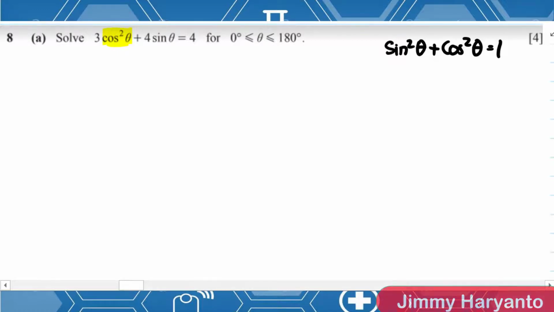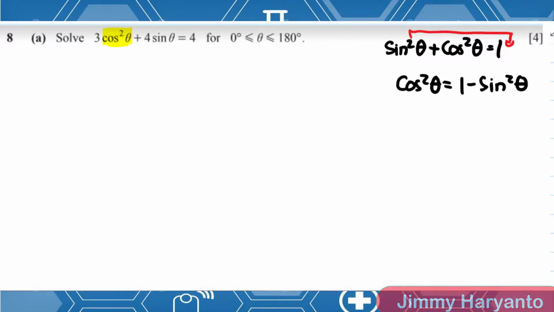Why? Because in a trigonometric equation, you have to use one trigonometric function only. You cannot use cos and sine altogether at the same time. So use this formula. You can make it into cos square equal to, by moving the sine square, 1 minus sine square theta.